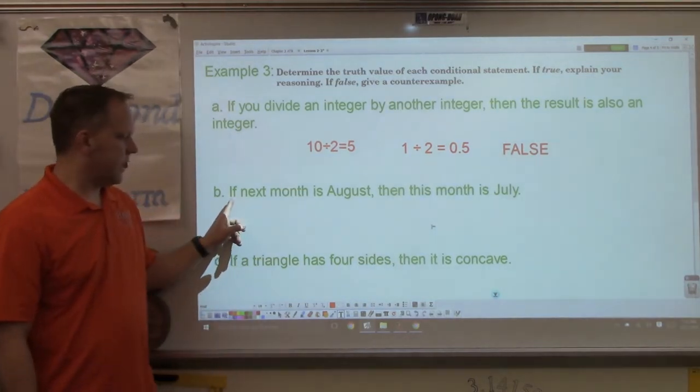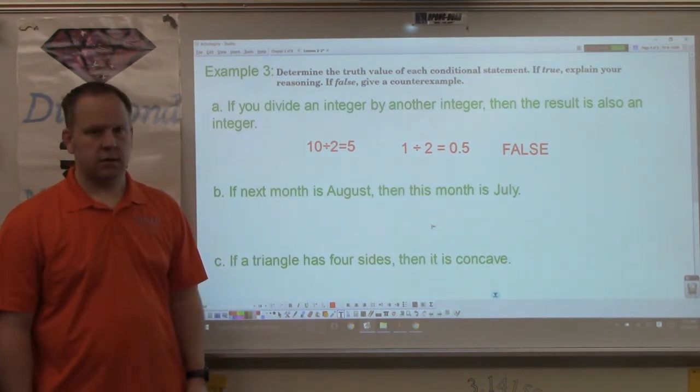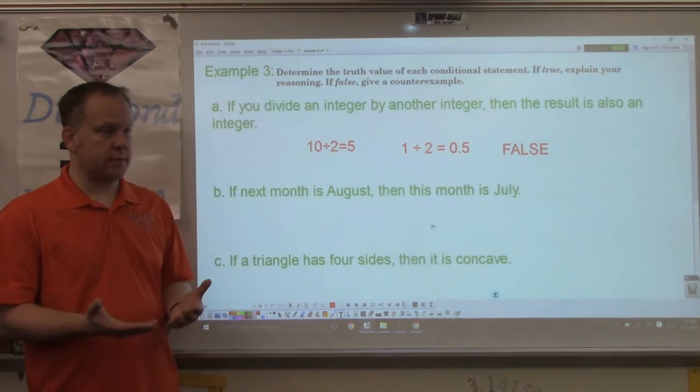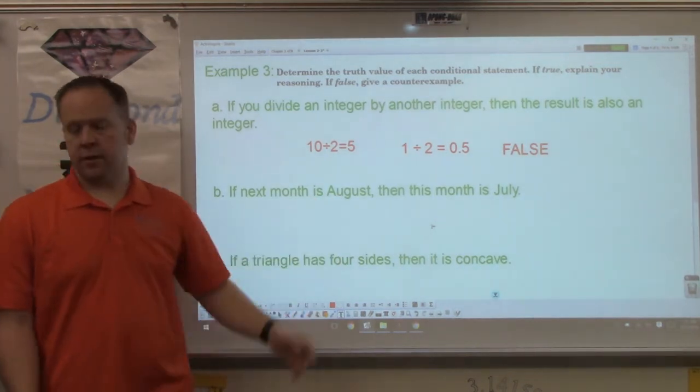Letter B. If next month is August, then this month is July. If you look at a calendar, what comes after July? August. So this conditional statement is true.